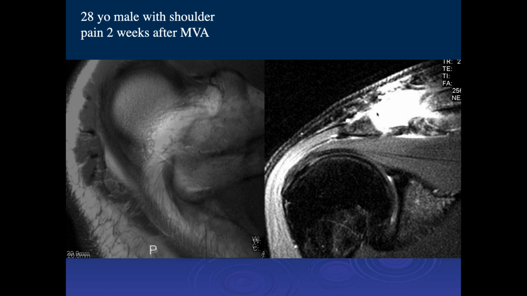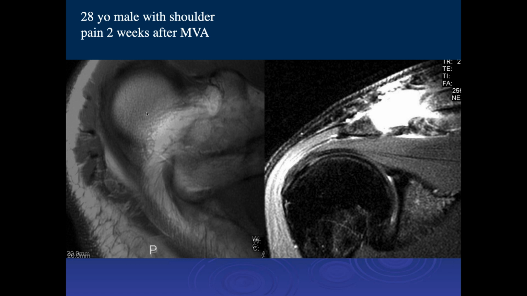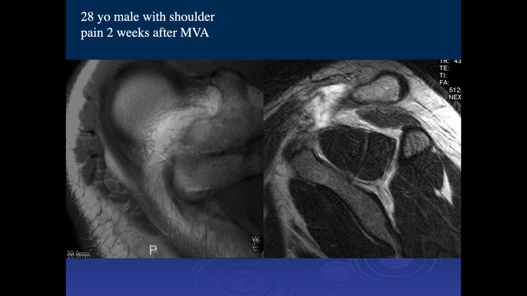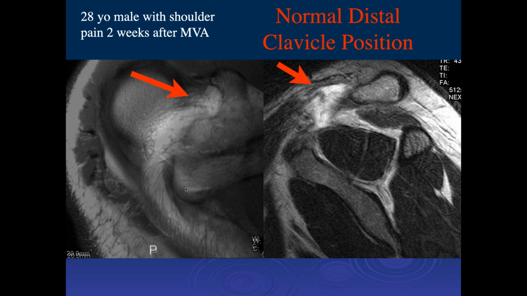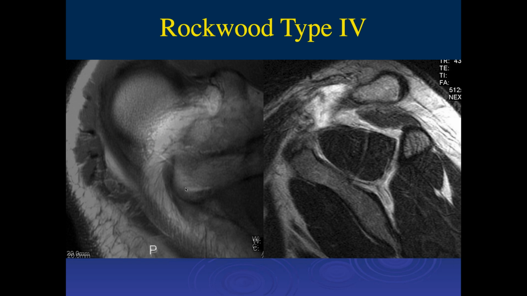Here are the axial images. There are the axial images through the head, and then here's one cut up where we see the distal clavicle. And here you can easily see that the distal clavicle is posteriorly displaced. Is there some osseous fragments on that other image? No. And the coracoclavicular ligaments are, of course, disrupted here. So that's a Rockwood type 4. They're pretty uncommon.